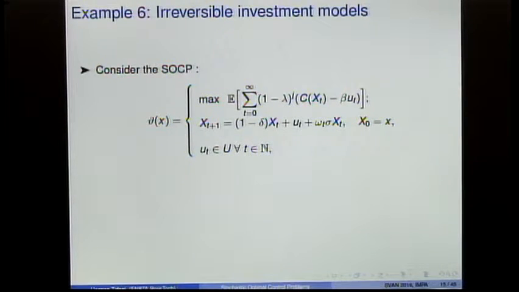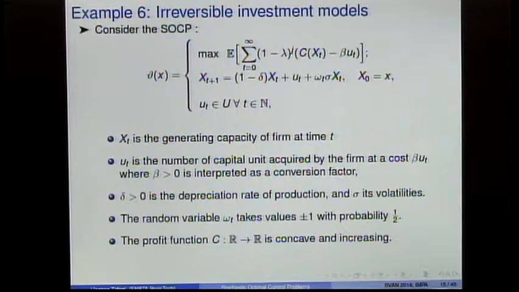I just made the model a little bit more precise. Earlier I called it F, and here I took an example of what is called in the literature irreversible investment models. In this model you have a company, and what you are looking at is just the production. At each time you can choose: X is the generating capacity of the firm at time T, and at each time you can decide a number of capital units that you move from another business to this firm. This is U, the control you have.